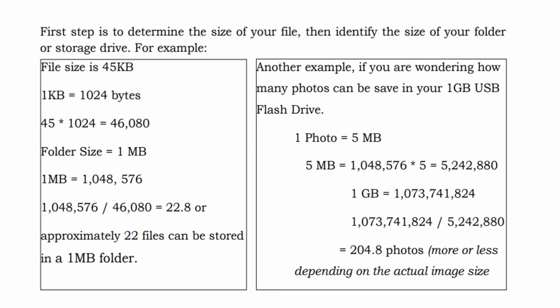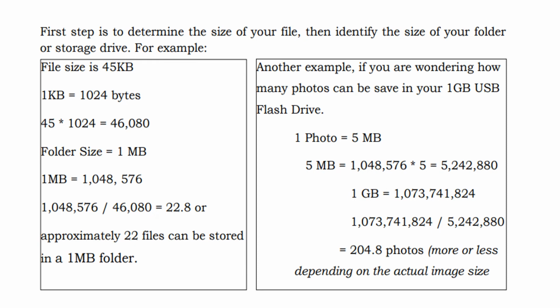First step is to determine the size of your file. Then, identify the size of your folder or storage drive. For example, a file size is 45 kilobytes. 1 kilobyte is equal to 1024 bytes. So that is 45 multiplied by 1024, which is equal to 46,080 bytes. So a folder size is 1 MB.